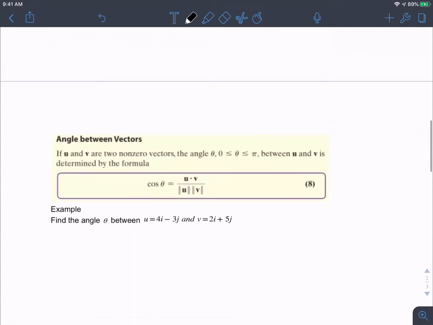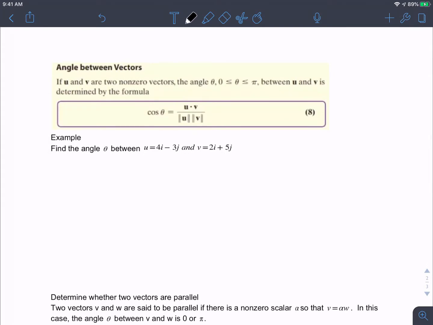All right, here's another bit of information for you to use. The angle between vectors. If we have two vectors, we're going to be able to find their angle by using this formula here. Cosine of theta is equal to the dot product of u and v divided by the magnitude of u times the magnitude of v. So let's do an example of that so you guys can see. I'm going to do it in pieces, and then I'll combine it and put it together.